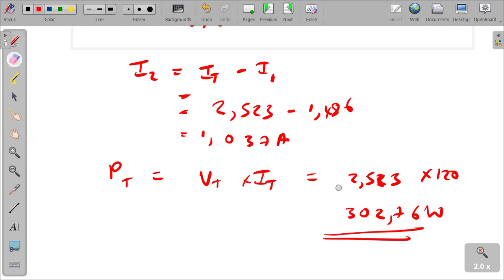So we have used these questions to try and explain how we calculate circuits, how we go about simplifying circuits. That's the idea we're trying to bring out.